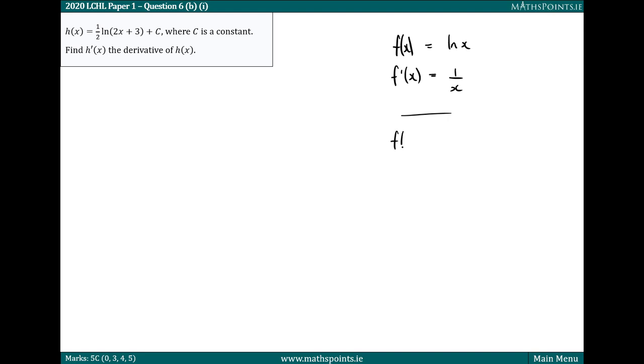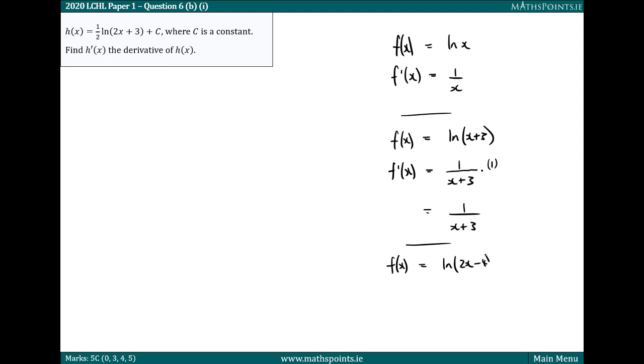If we have something a little bit more complicated, so if I have the natural log of x plus 3, well, we apply the rule in the tables for the derivative. The natural log of the bracket is equal to 1 over the bracket, but multiplied by the derivative of the bracket. In this case, the derivative of the bracket is just 1, so that's going to be 1 over x plus 3.